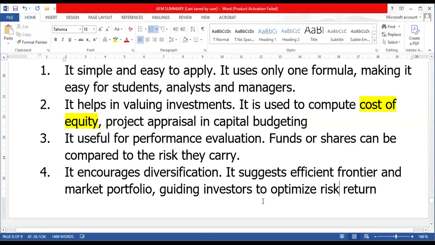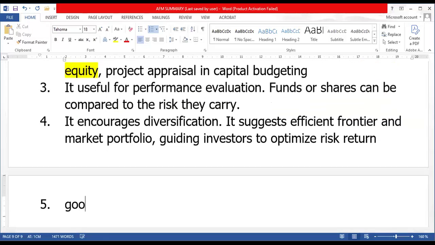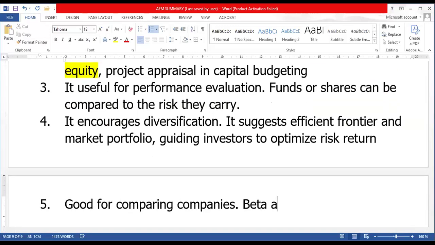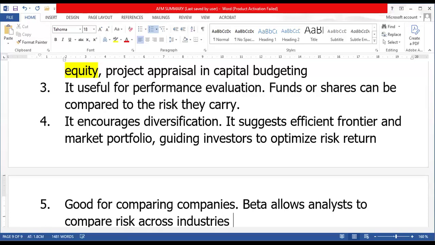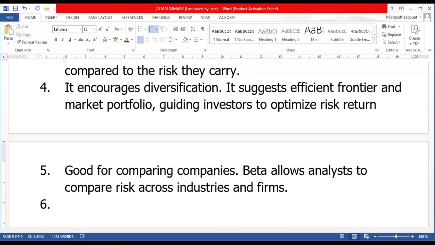Among others, it is good for comparing companies. Beta allows analysts to compare risk across industries and firms. That is another point you can put. I believe that's all for now.